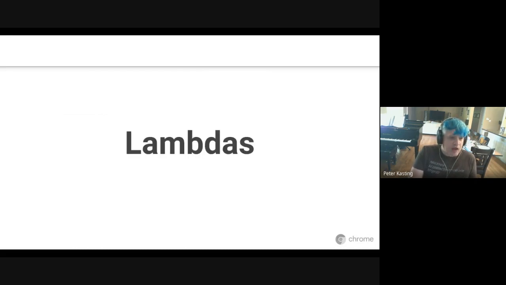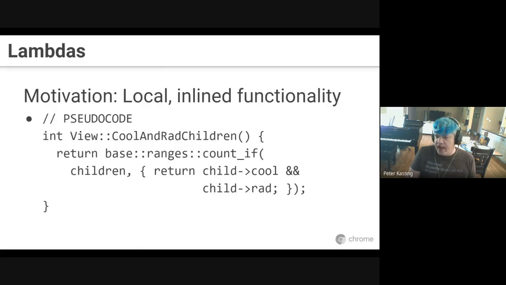So lambdas. What is a lambda and why do we want to do it? The idea of a lambda is to give you some convenient sugar to do local inline functionality. So wouldn't it be nice if you were back in the days before C++11 and you were trying to use one of the cool things in the algorithm header and you could just kind of inline your predicate function right into the call like this. This is pseudocode, it doesn't actually work, but you can kind of get an idea that here we're just trying to very quickly check some bits on our child object. And this would have been very nice.